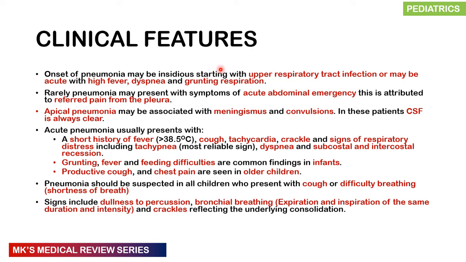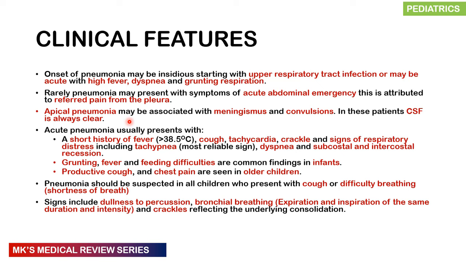You may have an insidious history that starts off as an upper respiratory tract infection, or it may be acute with a high fever and difficulties breathing. You may also have grunting respiration. So in essence, features of respiratory distress. In rare cases, they may present with acute abdomen-like symptoms, often attributed to referred pain from the pleura. In apical pneumonia, you may get meningismus as well as convulsions, and when you do a lumbar puncture in these people, you may see that the CSF is clear.